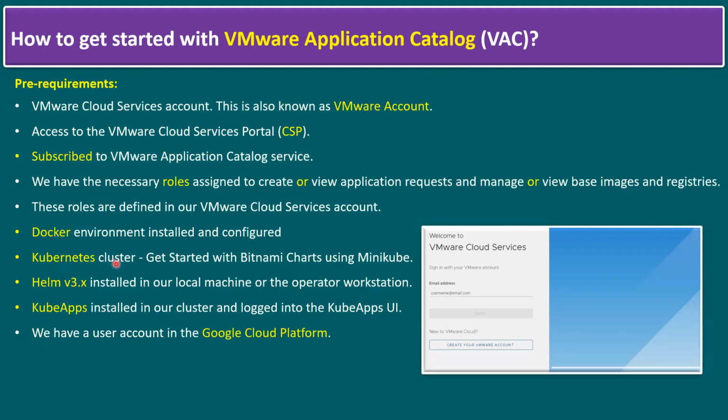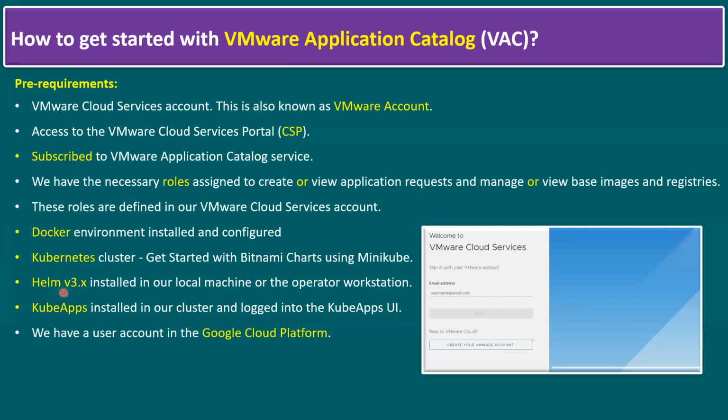And a Kubernetes cluster. One example is getting started with the Bitnami charts using Minikube, or you can use any of the enterprise grade Kubernetes clusters such as Tanzu Kubernetes Grid, or you can install Red Hat OpenShift or SUSE Rancher, or you can use hyperscaler enterprise grade Kubernetes clusters such as EKS, AKS, and also GKE, Google Kubernetes Engine. One of these must be running before we get started with the VMware Application Catalog.